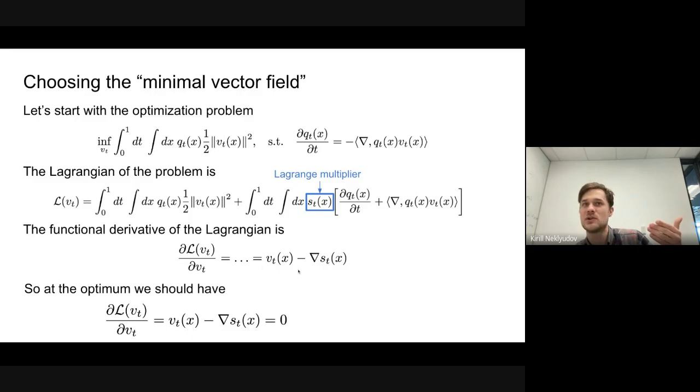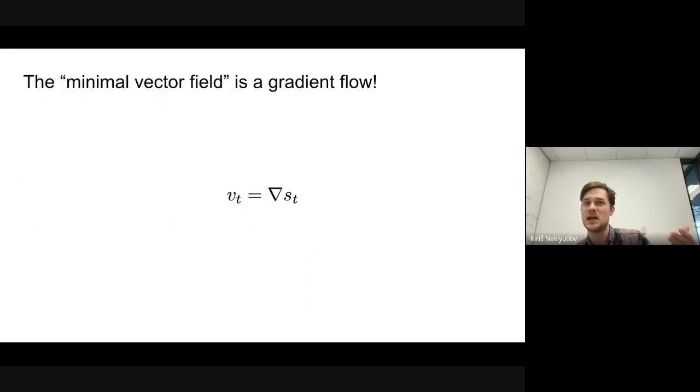So this derivative has to be 0. So the vector field has to be a gradient flow, right? And this is the key takeaway message of this problem setup, that to define these minimal vector fields, let's take a function. Let's start by saying that we can parameterize a function S_t, right?